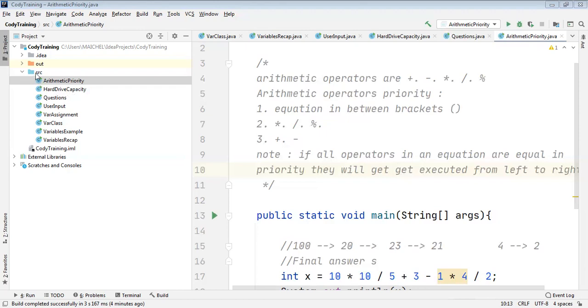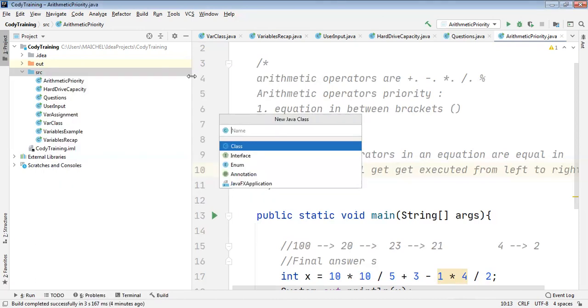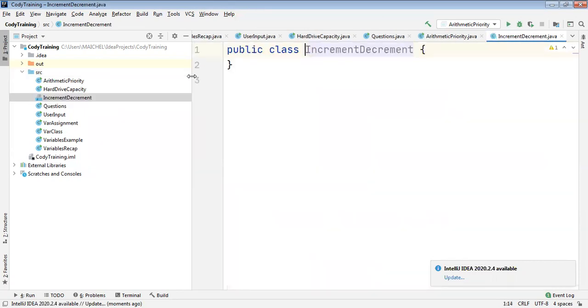No problem. So let's have another example about operators, about increment and decrement. You know what is increment and decrement? Yeah, plus plus and minus minus. We already know that plus plus is used to increment the value by 1, and minus minus is the opposite, to decrement the value by 1.